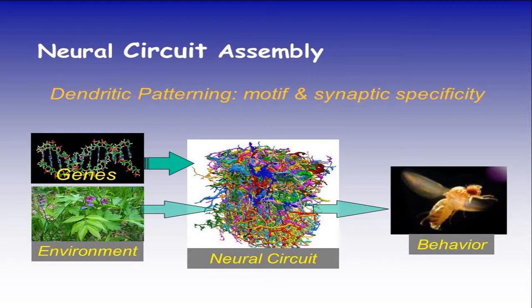Today I would like to focus on our more recent effort over the last about 18 years, trying to figure out, from the perspective of the postsynaptic side, how dendrites, which are the receiving end of the neural circuit, pattern, how the neural circuit motif forms, and how synaptic specificity is assigned, using Drosophila as a model organism.